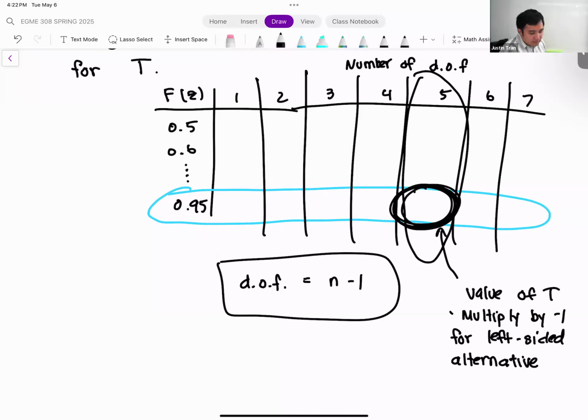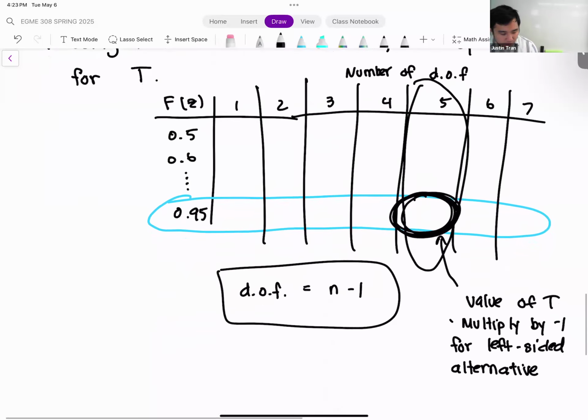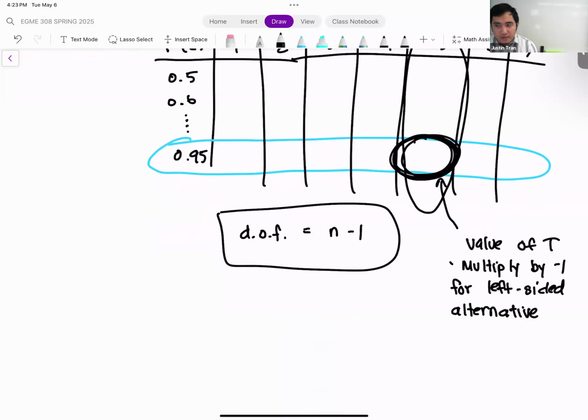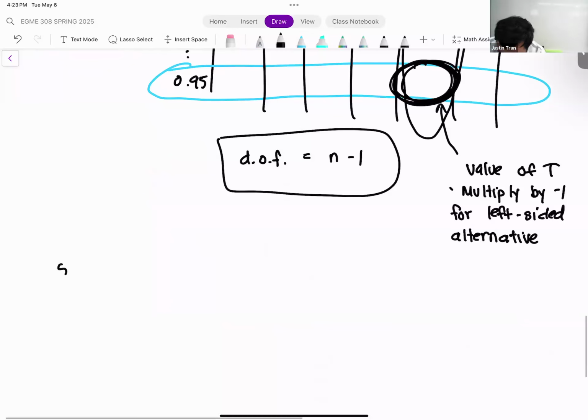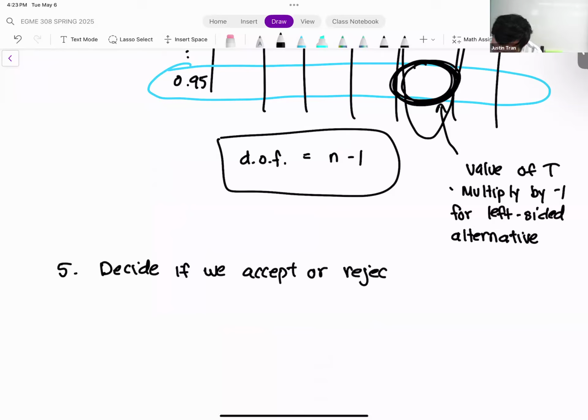All right, so far so good. And then I know I said the alternatives, this is probably the most confusing part. Okay, now that we have our value for t, we need to see if the data that we get is enough to accept or reject the hypothesis. Okay, so that's the last step here. So step 5 is decide if we accept or reject the hypothesis.